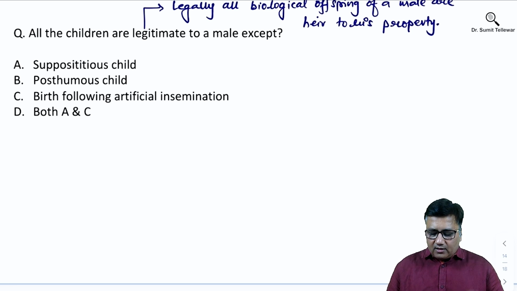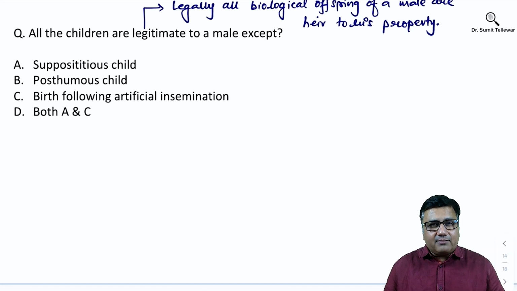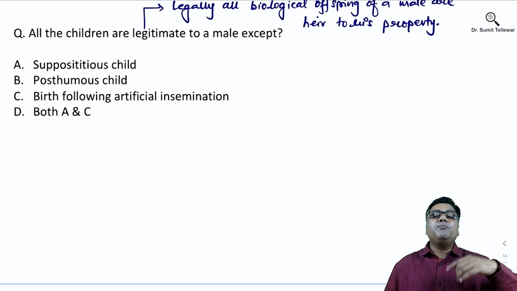Okay, so what is a supposititious child? A supposititious child is a child which a female proclaims, right, that a person has impregnated her.